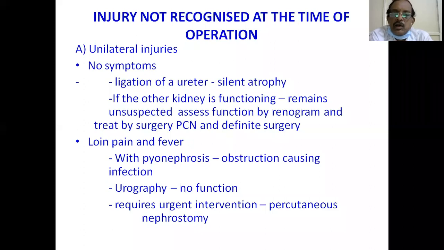Clinically, these people present with loin pain and fever. With pyonephrosis, obstruction causing infection will be there. In the immediate post-op period they present like that, or later they can present with a loin mass and fever. And when you do an intravenous urogram, you find that there is no function, and it requires an urgent intervention like percutaneous nephrostomy to save the function, which has become easier now. When we were in training, we used to do it by open operation. Now percutaneous nephrostomy is easily done at the bedside without moving the patient to the theater.